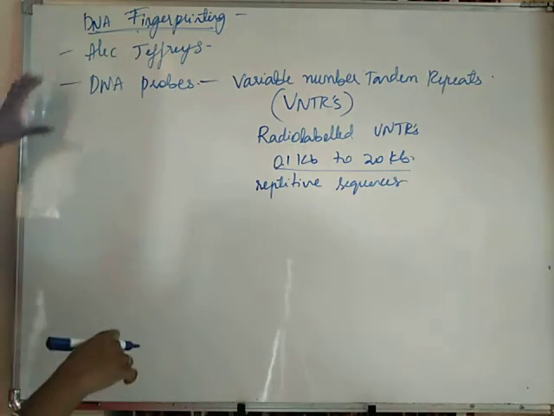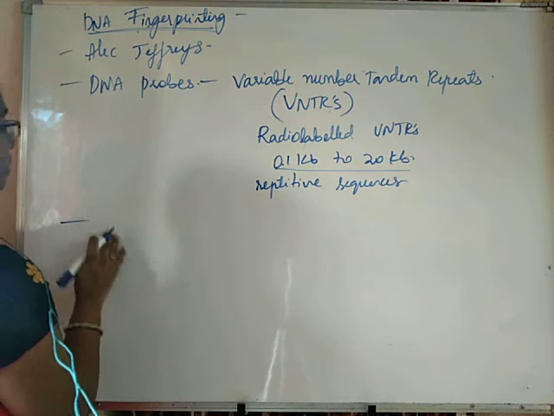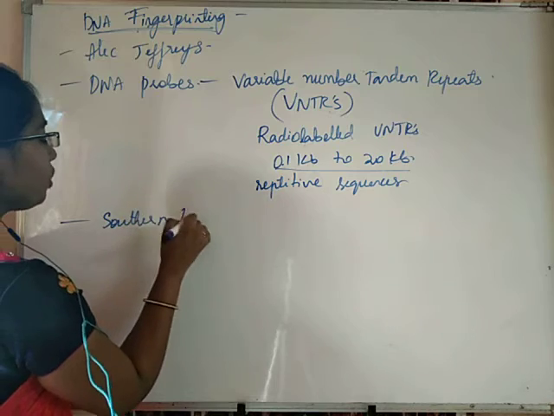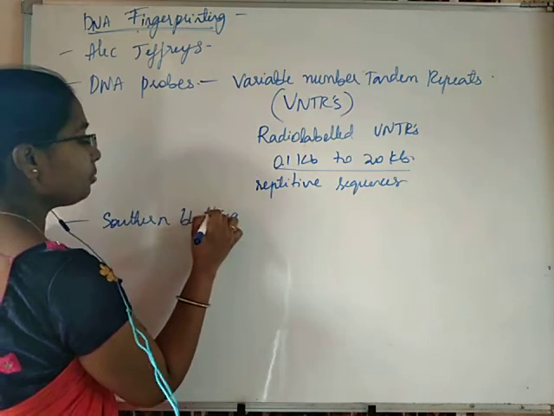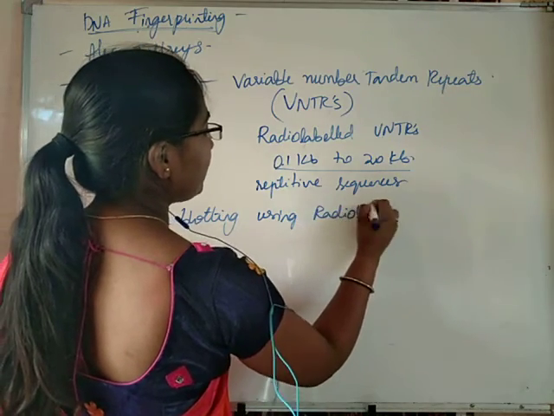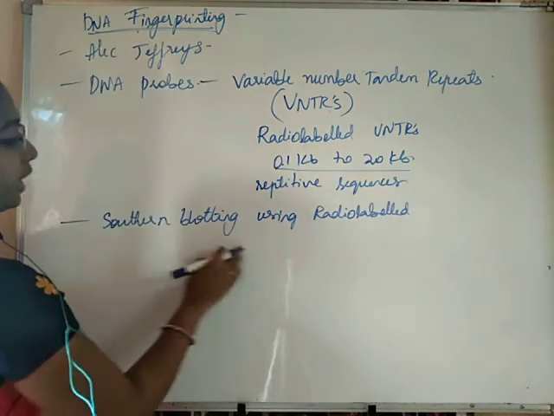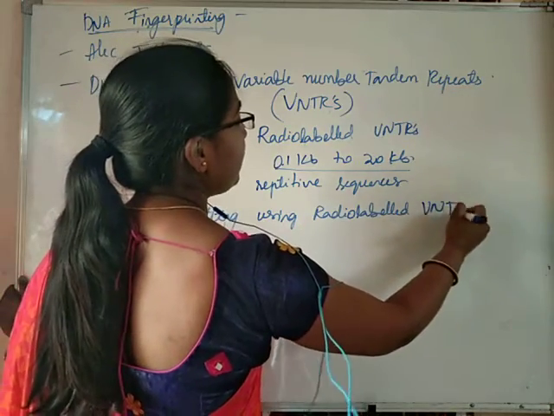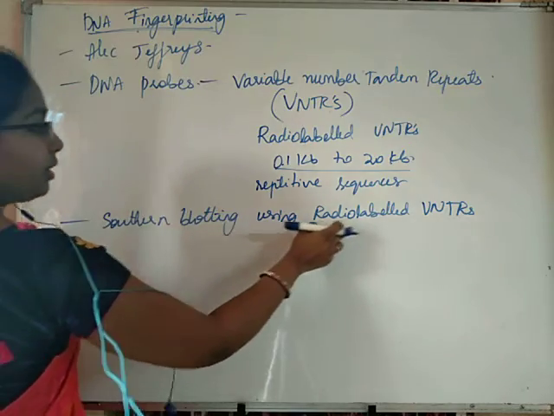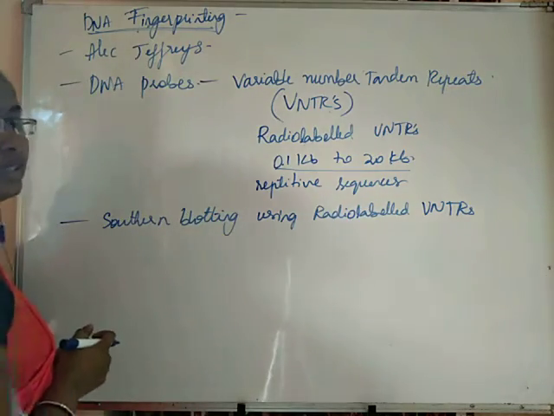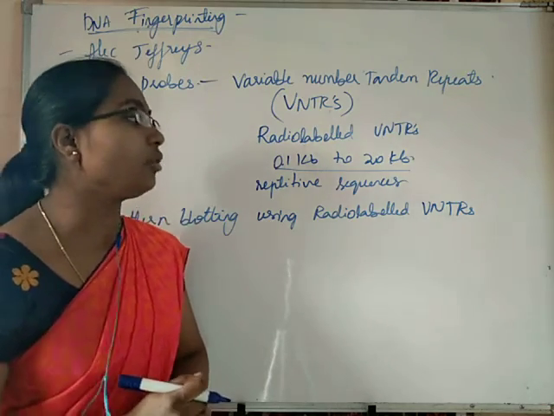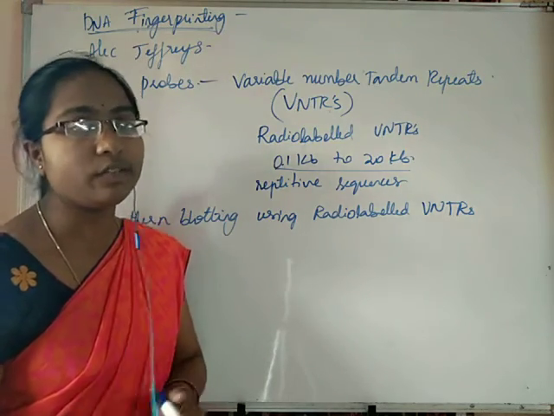The technique utilized by Alec Jeffreys is the Southern blotting technique. He utilized the Southern blotting technique using radio labeled variable number tandem repeats to perform DNA fingerprinting. Let us now learn about the exact steps involved in DNA fingerprinting.